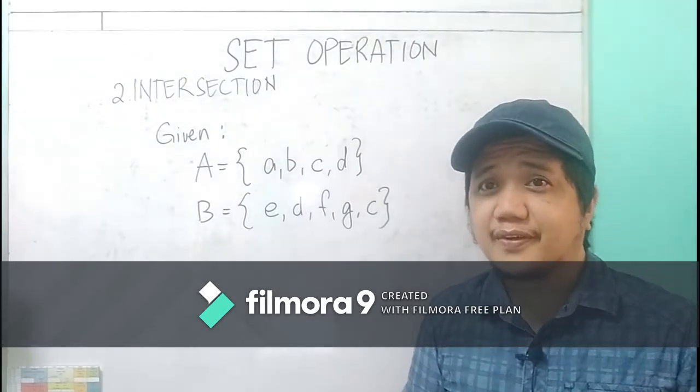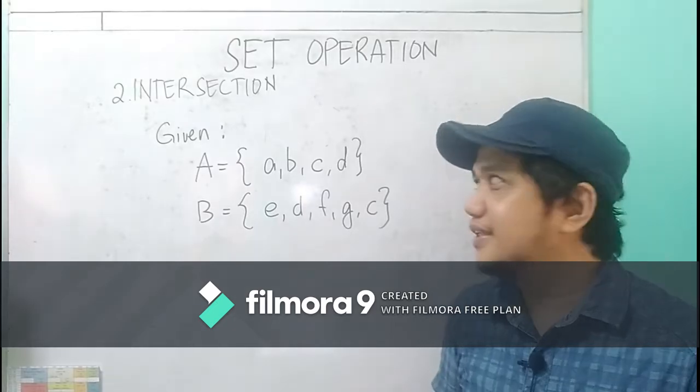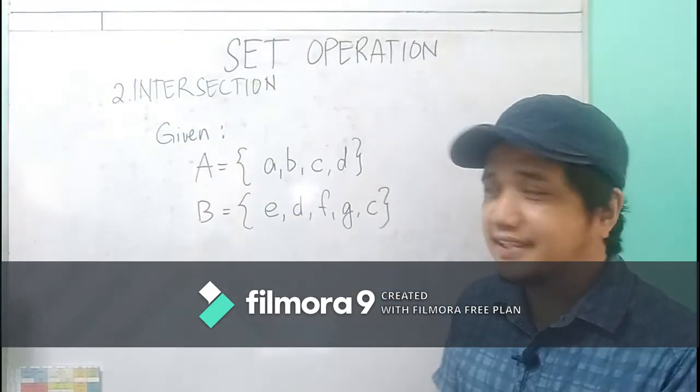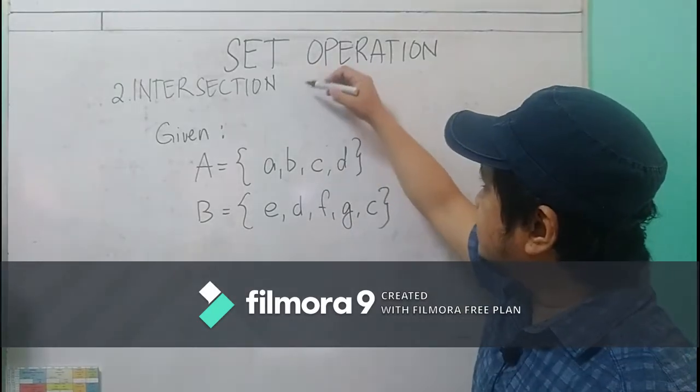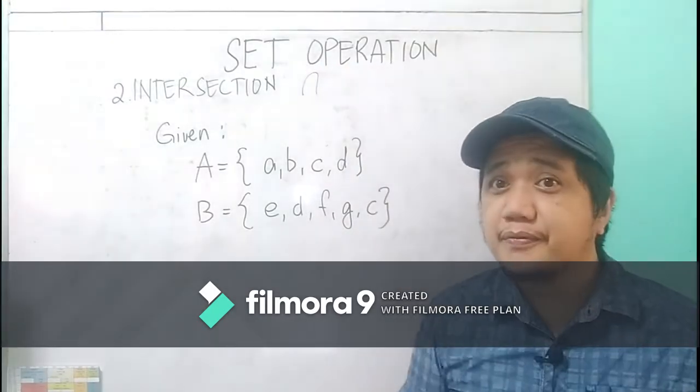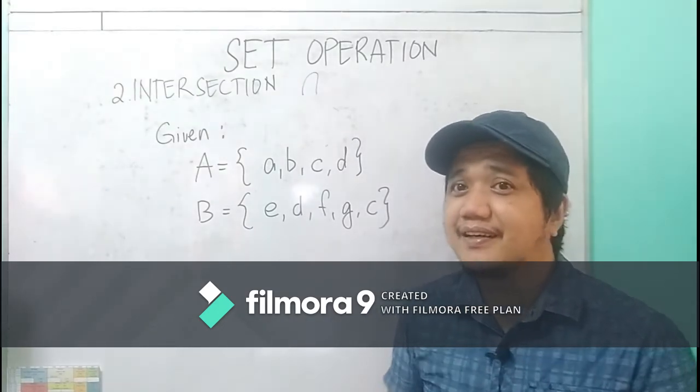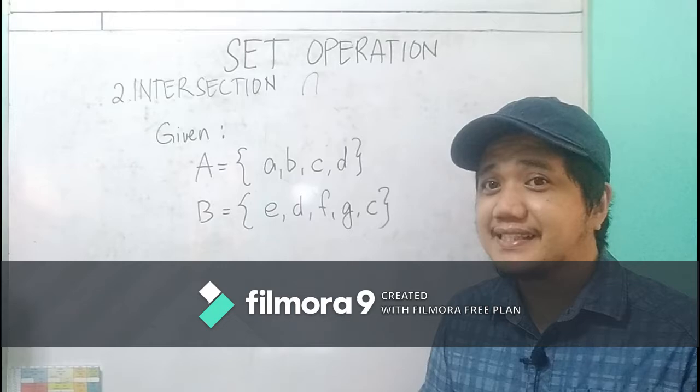We will now proceed to our next operation, and the next operation is intersection. So what is the symbol for intersection? The symbol for intersection is the inverted U. Intersection is defined as the elements that are present on both sets.